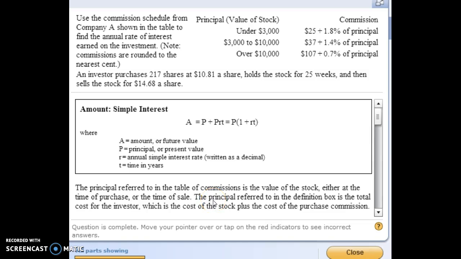So I clicked on the Help Me Solve This, and I'm going to walk through the problem using that as a guide. And using Help Me Solve This is a great place to start with a topic like this, which can be confusing with commissions and stock prices and stuff like that.